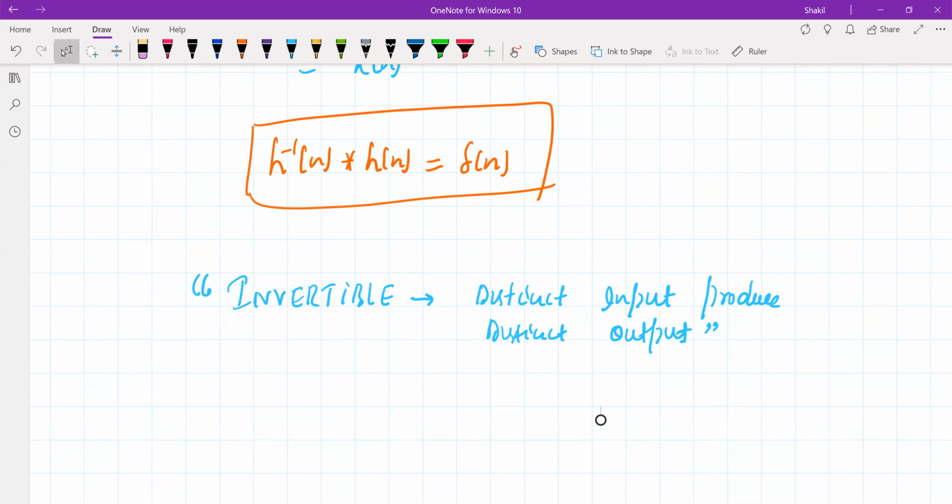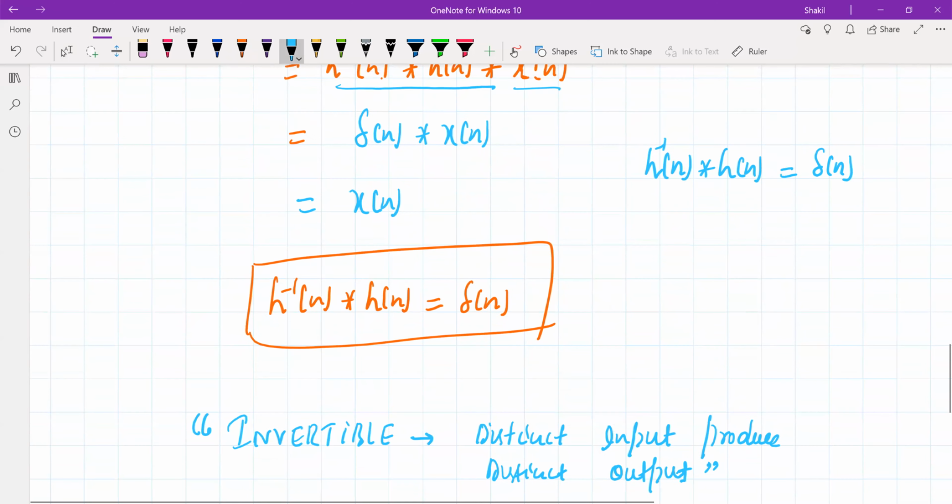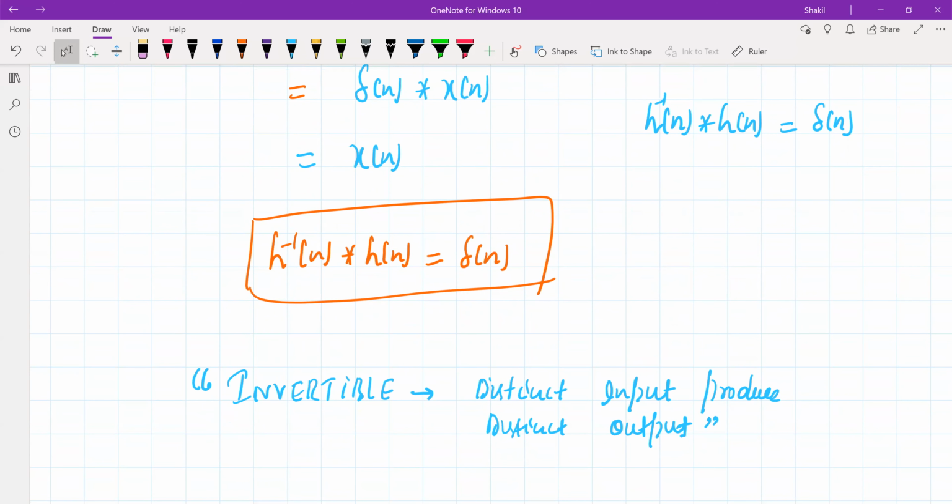If two different inputs lead to the same output, then that system won't be an invertible system. This is a very easy method to check whether the system is invertible or not. If two different inputs lead to the same output, that system is not invertible. Or if two different inputs lead to two different outputs, then that system can be invertible. Alright, so let me end it here. In the next session, we'll learn some properties of this convolution.